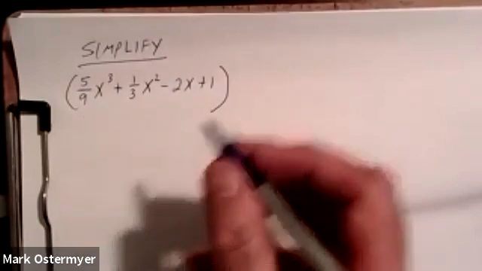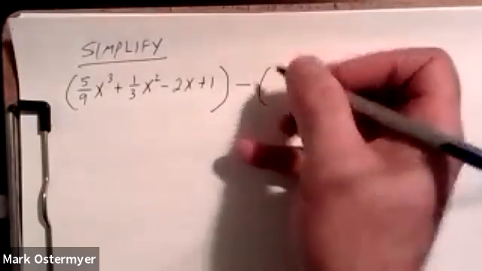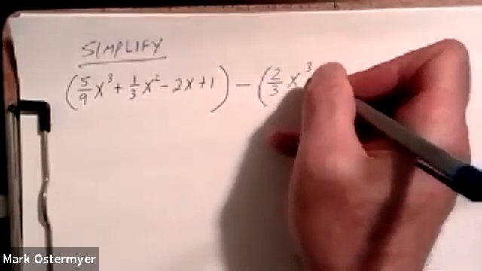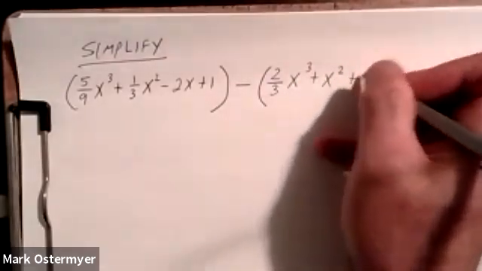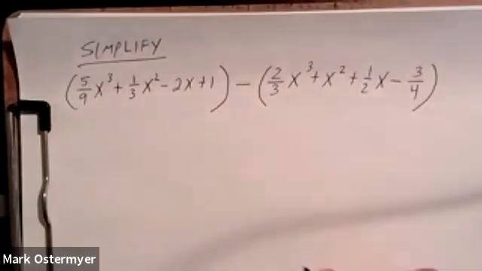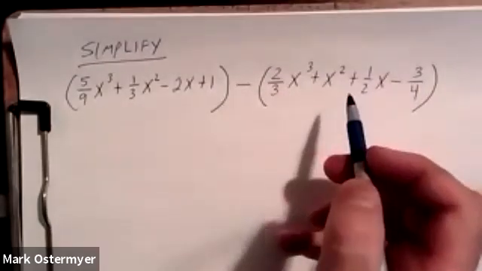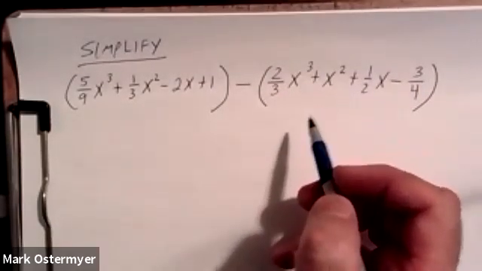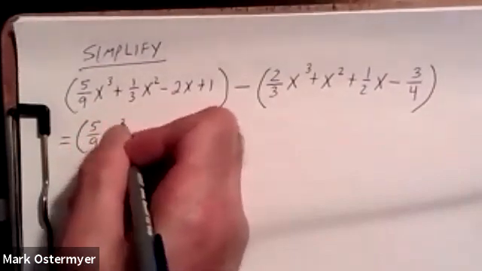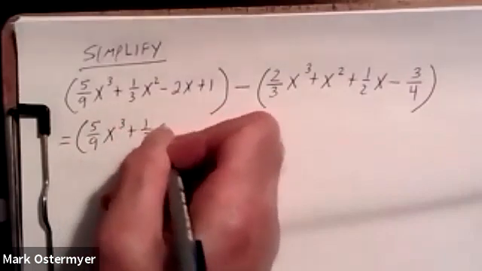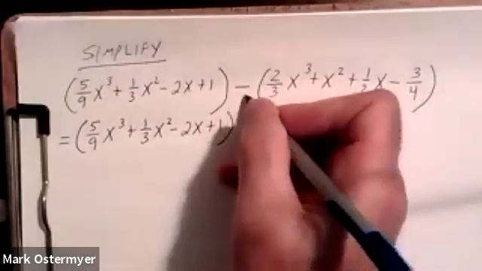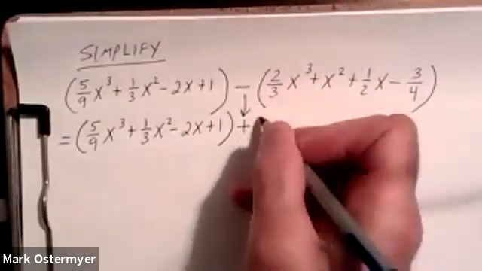Okay? Take this 4-term polynomial, and try to subtract off this polynomial here, 2/3 x cubed plus x squared plus 1/2 x minus 3/4. So we're going to try to subtract these polynomials here. And subtraction involves adding the opposite. So we'll have 5/9 x cubed plus 1/3 x squared minus 2x plus 1. Subtraction becomes addition, and you add the opposite.